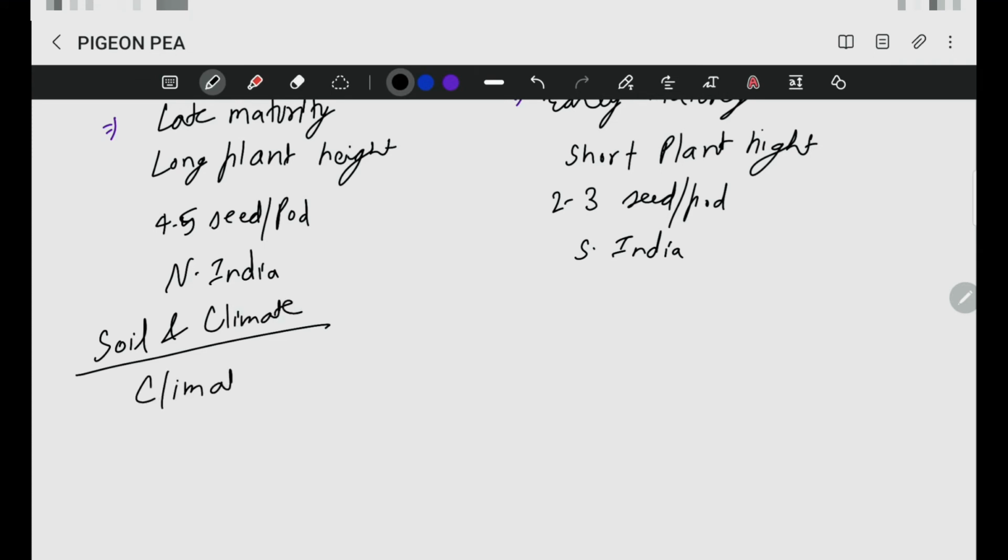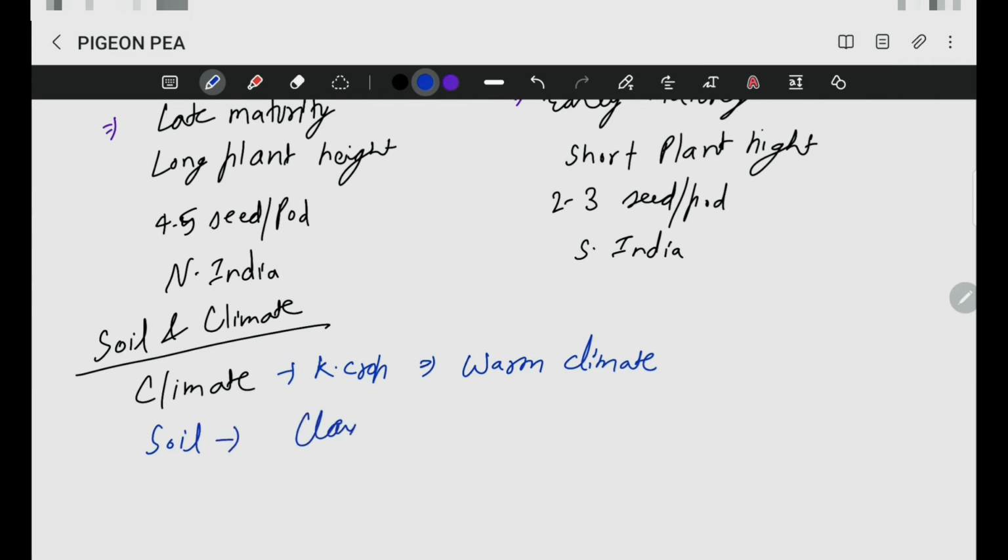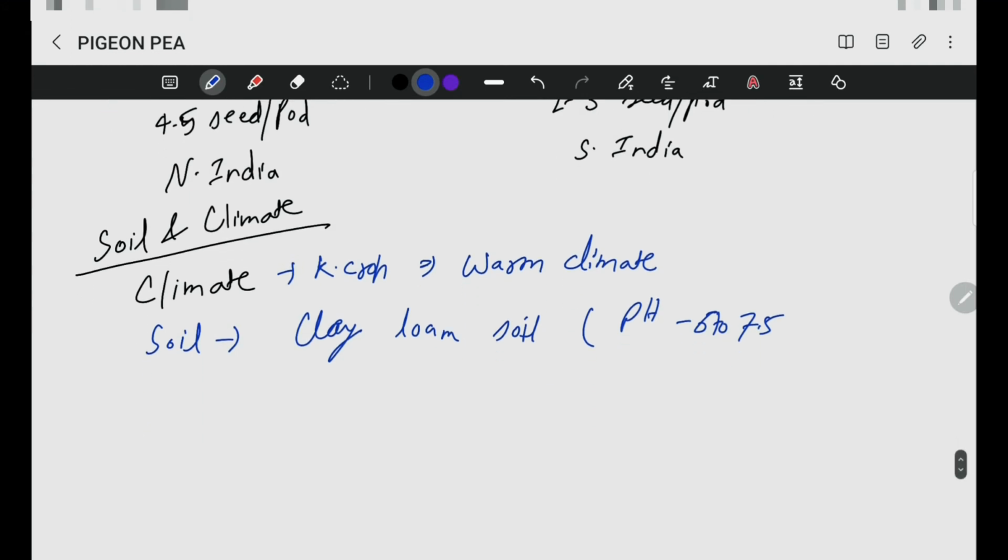So let's talk about climate. As you know, it's a kharif crop, so it requires a warm climate. Okay, if we talk about soil, they need clay loam soil. Okay, and the pH should be between 6 to 7.5. They require slightly alkaline soil. Best temperature for germination is between 20 to 25 degrees Celsius.